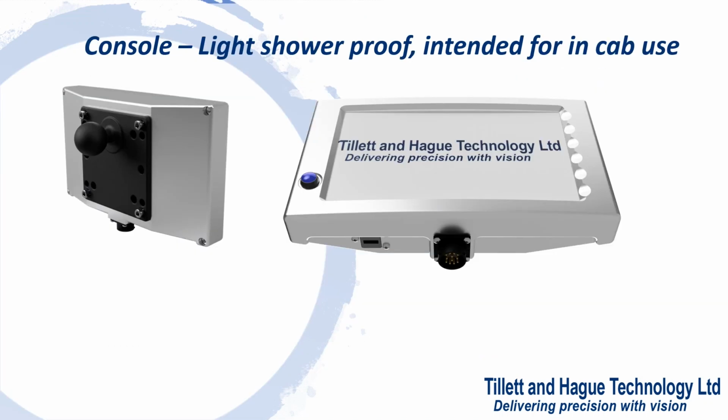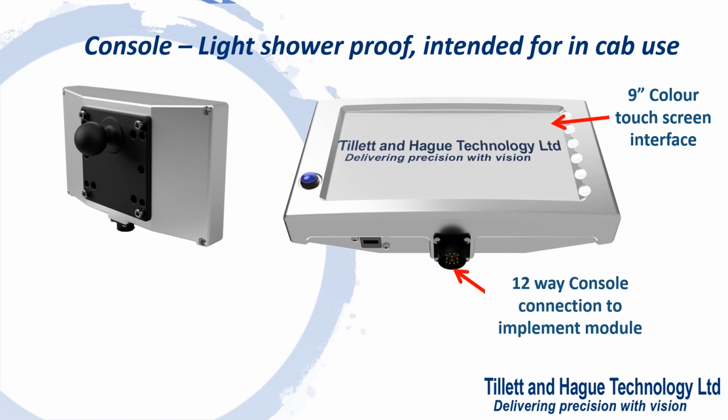Let's take a closer look at some of these components individually now. Starting with the console, it has a 9-inch colour touchscreen, behind which sits a small but very powerful PC, running our image analysis and plant tracking software. It is housed in a machined aluminium case, with sockets for connection to the implement module and a USB stick through which software can be updated or data exchanged. There is also a power button.